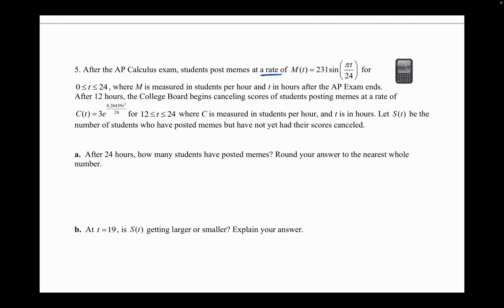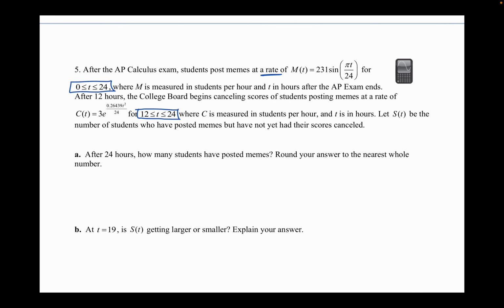After 12 hours, the College Board begins canceling scores of students posting memes at a rate of C of t equals 3e to the, and then that complicated exponent. That's only for a different interval, 12 to 24, not 0 to 24.